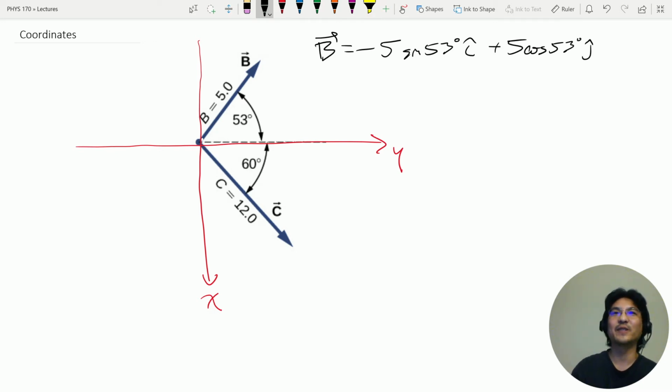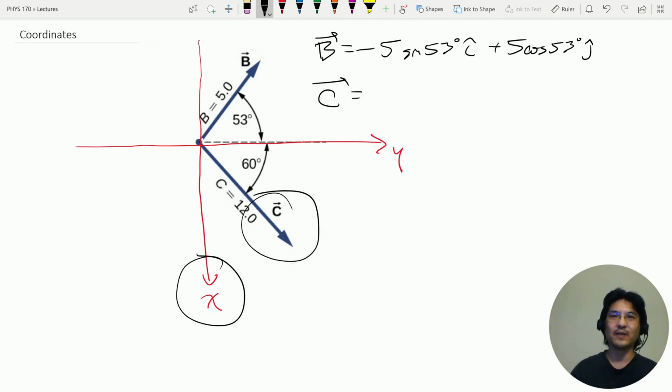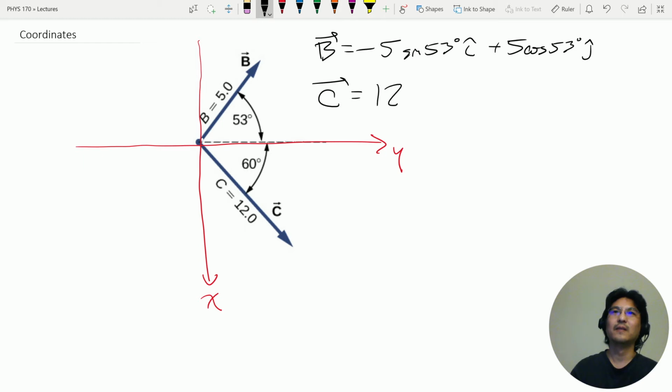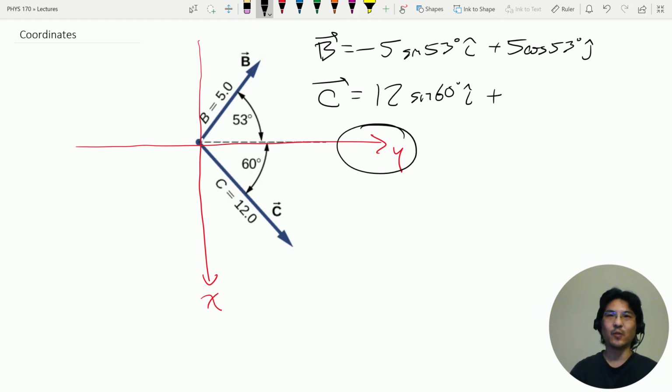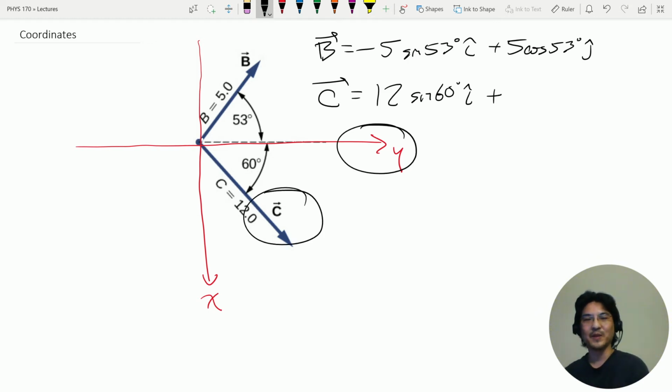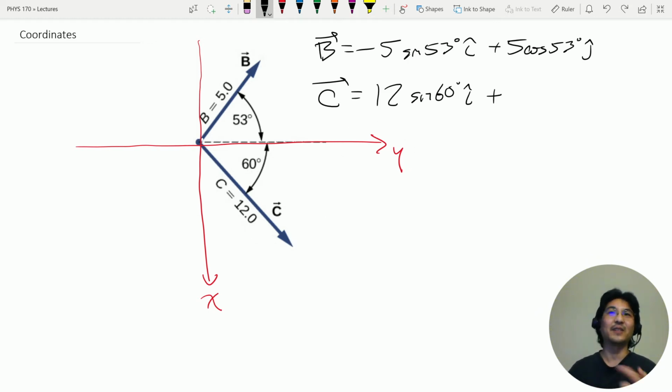Right? Let's try vector c. So x is here, so the x component is positive, and it is opposite the angle. So it's positive sine. Right? And then the y-axis is here, so the y component of c is also in the positive y direction and is adjacent to the angle. So cosine.